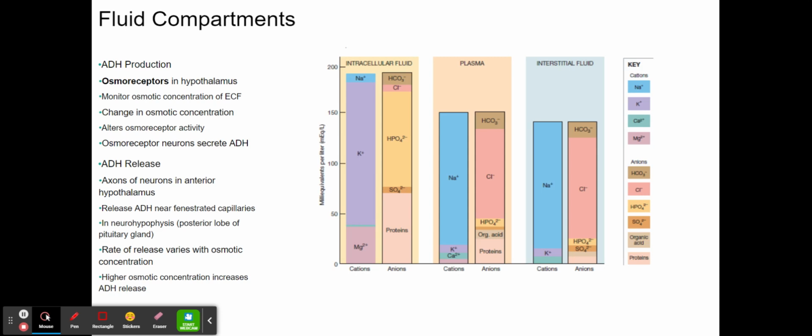Increased release of ADH has 2 important effects. 1, it stimulates water conservation by the kidneys, reducing urinary water losses and concentrating the urine. And 2, it stimulates the hypothalamic thirst centers, promoting the intake of fluid. The combination of decreased water loss and increased water gain gradually restores the normal plasma osmotic concentration.